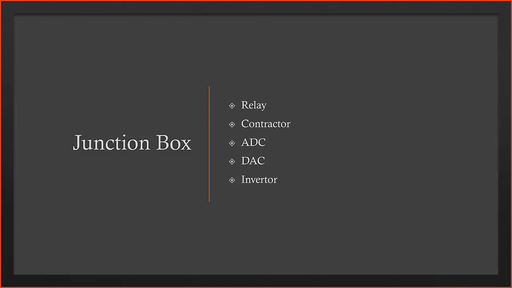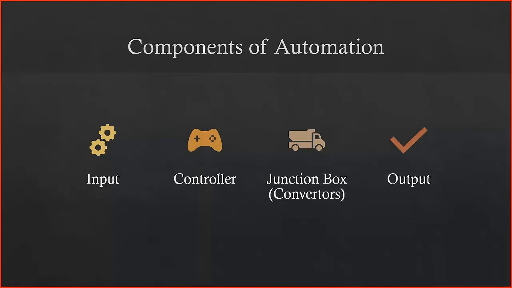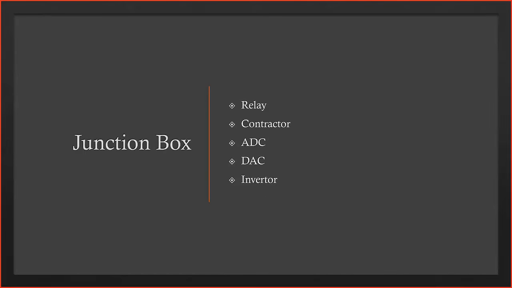Then there is another part in this automation, like we have seen, from input to controller to the output. There is another part which might be necessary, which might not, the junction box. The junction box is like the connecting box. We are calling that the connecting box. The relay, it could be the contactor, it could be the analog to digital converter, ADC, it could be DAC, digital to analog converter, or it could be an inverter.